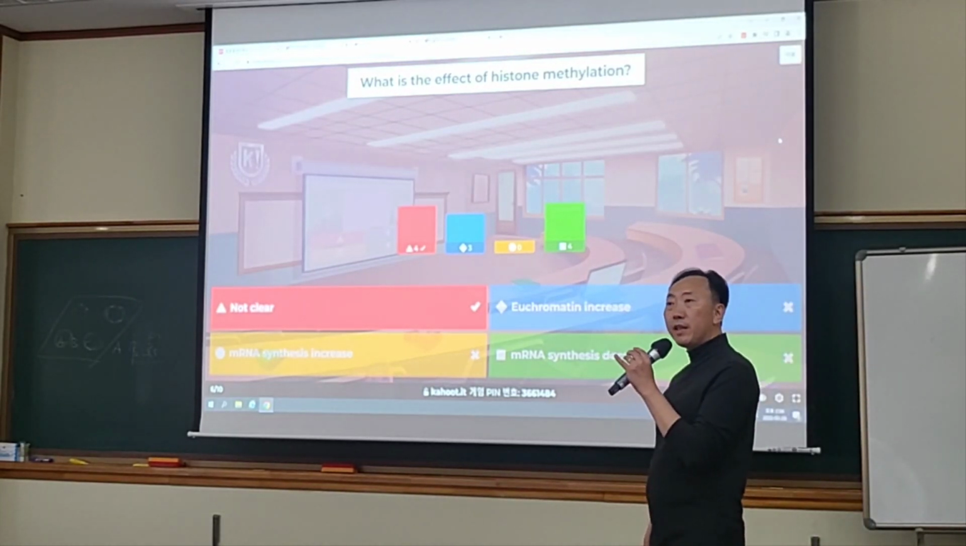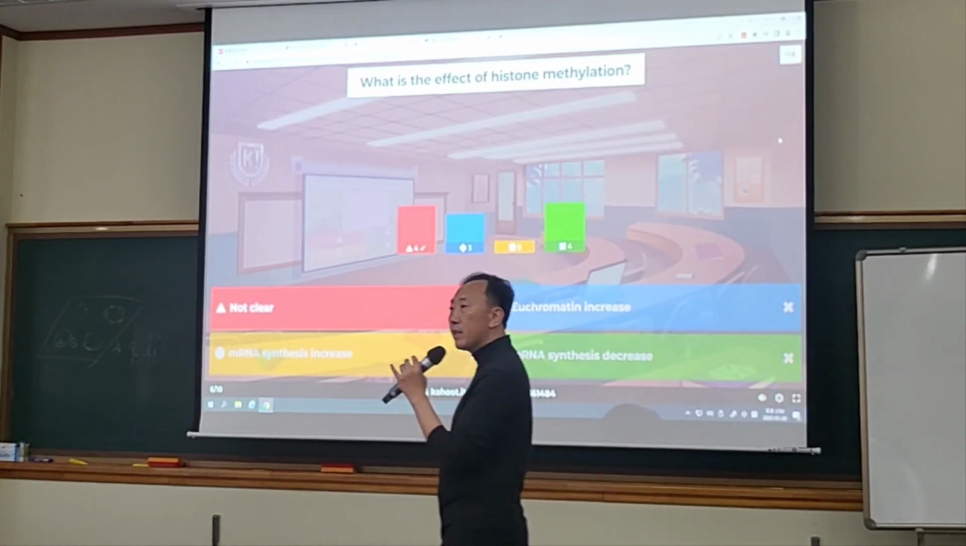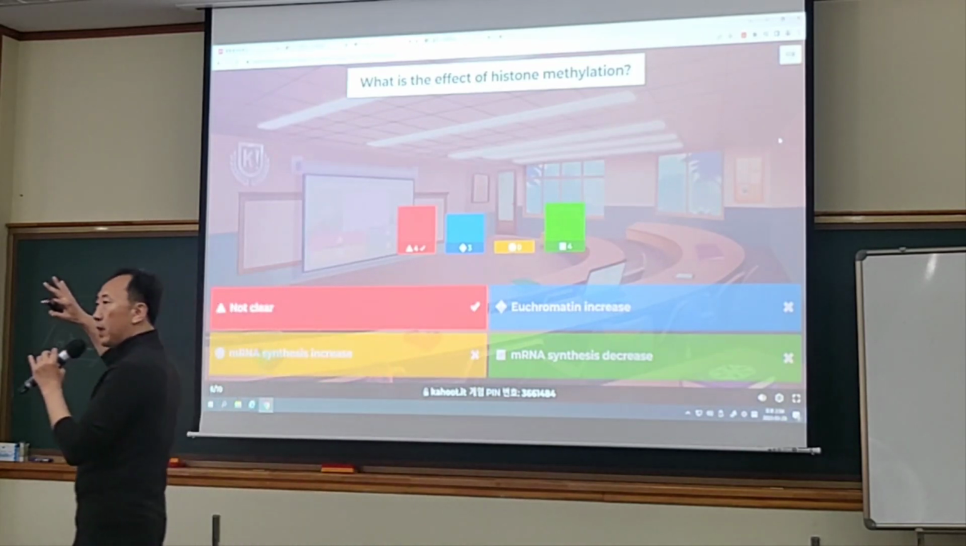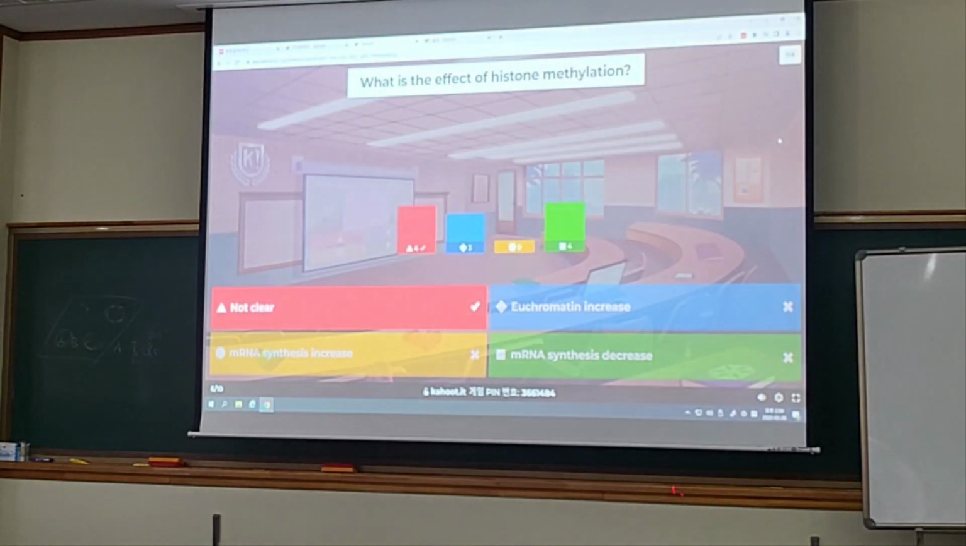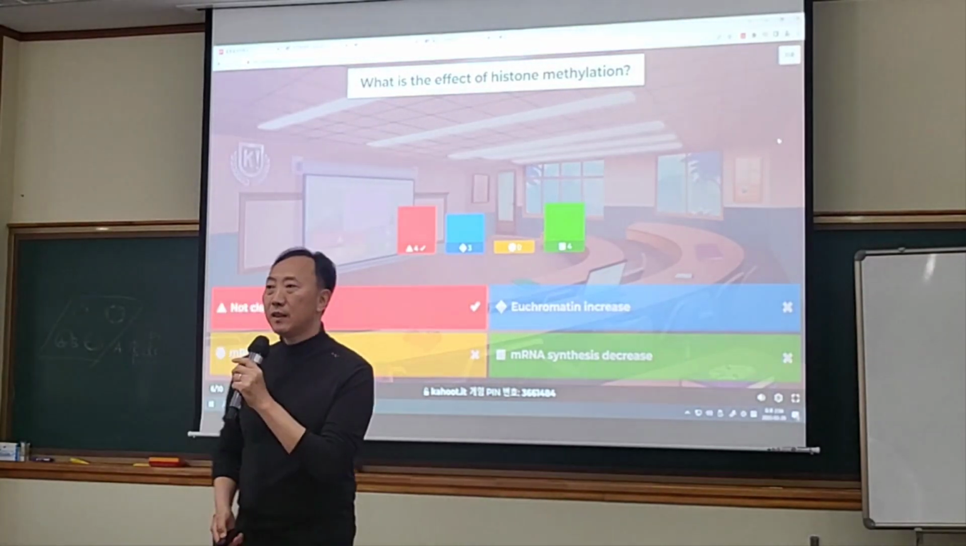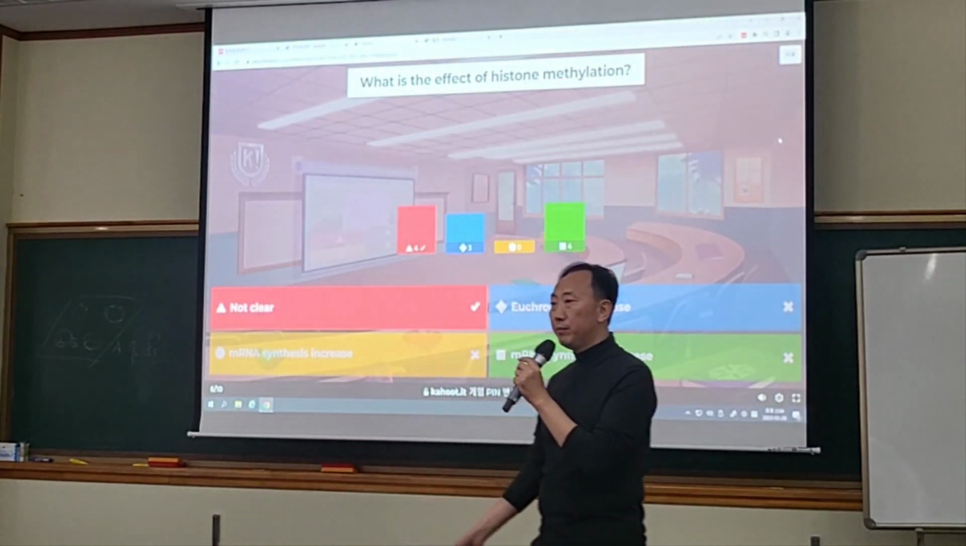DNA methylation effect is quite clear. DNA methylation, gene expression down, okay? And histone methylation function is sometimes up, sometimes down. Euchromatin increase means gene expression up. mRNA increase is up, mRNA decrease is down, and histone methylation effect is random. To some extent it's random. It's difficult to say in one word whether it increases or not.